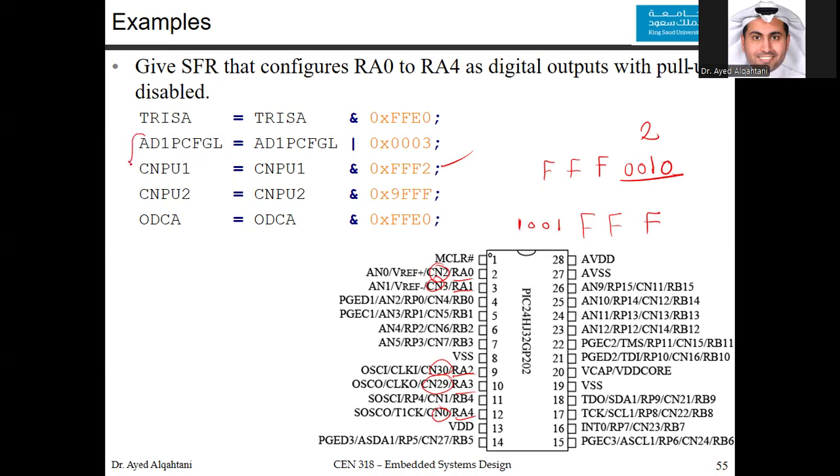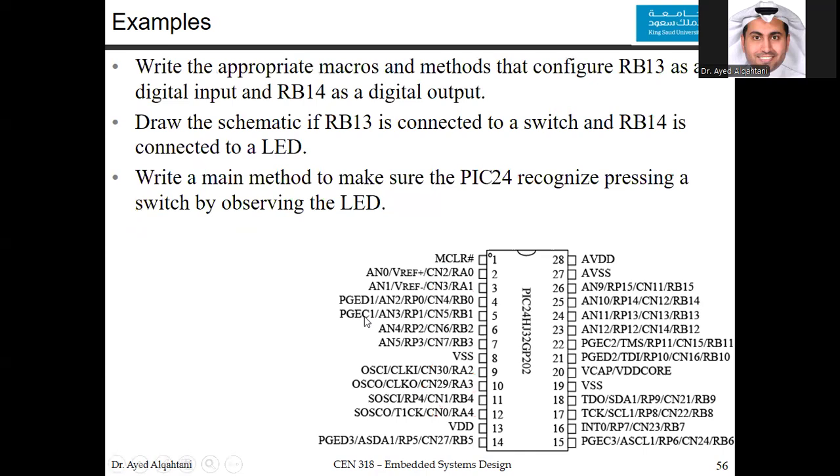So you can see that we need to work on these three, and these are fairly easy, the TRIS and the ODCs are fairly easy. Now, let's have another example. Write the appropriate macros and methods that configure RB13 as a digital input and RB14 as a digital output. This is RB14. So this is input and this is output.